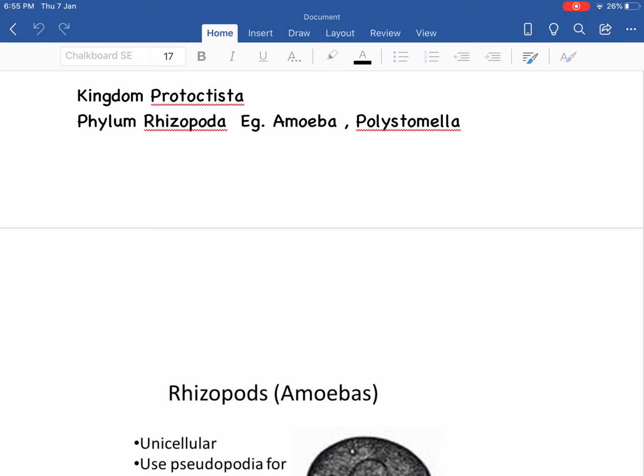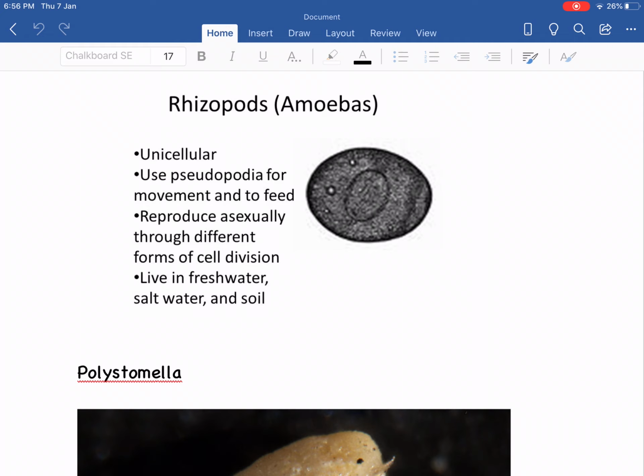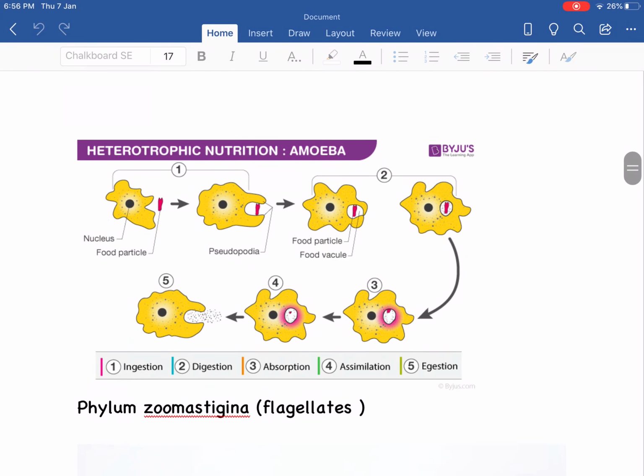The first phylum under kingdom Protoctista is the Phylum Rhizopoda. Examples of organisms under the Phylum Rhizopoda are the amoeba and Polystomella. Rhizopods, also called the amoebas, are usually unicellular, and they use pseudopodia for movement and to feed. This is an example of the amoeba feeding with the help of the pseudopodia.